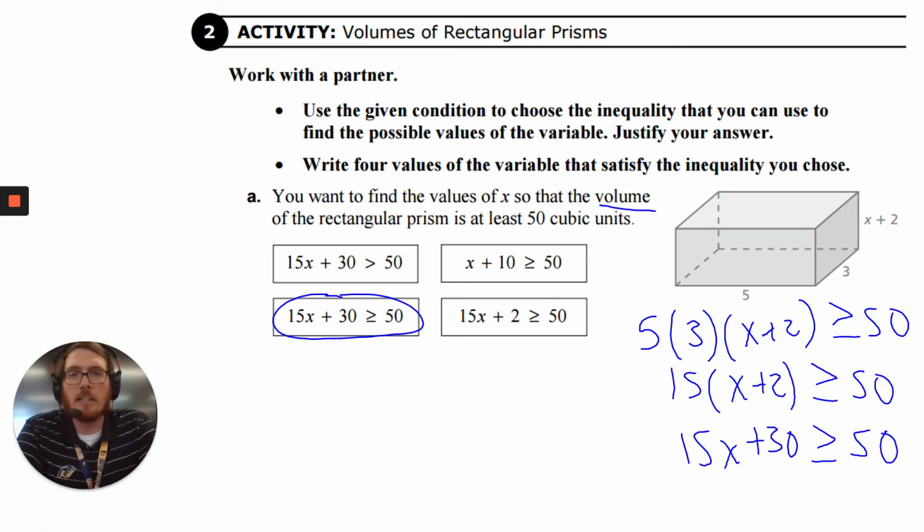For this next one, it says the volume is at least 50, so that's a greater than or equal to, so you'll notice it's got to be this version. But length times width times height, 3 times 5 is 15 times the x plus 2. Don't forget you have to distribute. I get a lot of students that answer this last one because they say, oh, it's 15x plus 2, but it's 15 times the quantity x plus 2. So you've got to make sure you multiply the 15 into both pieces. Don't forget, volume of a box is pretty easy: length times width times height to find the answer.